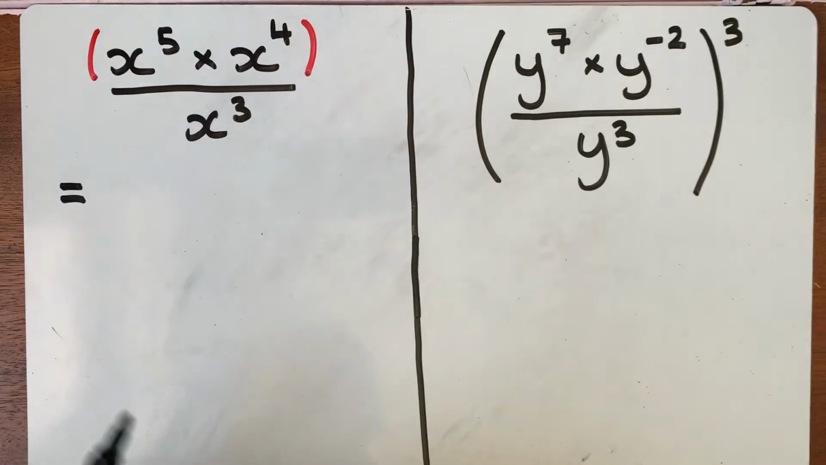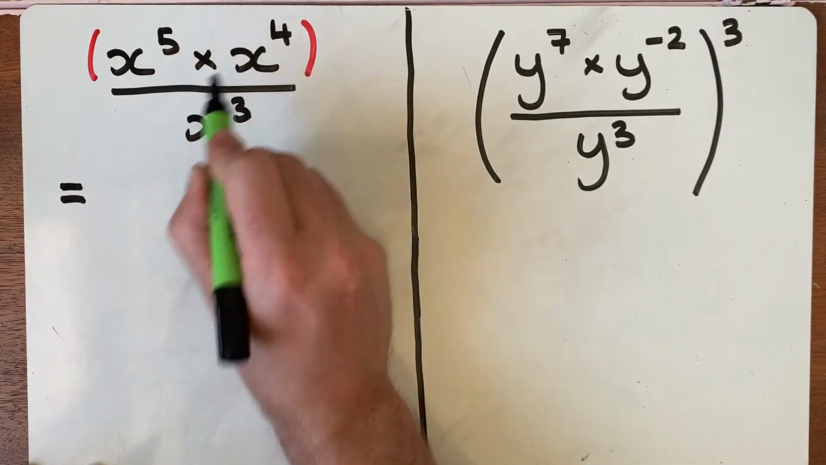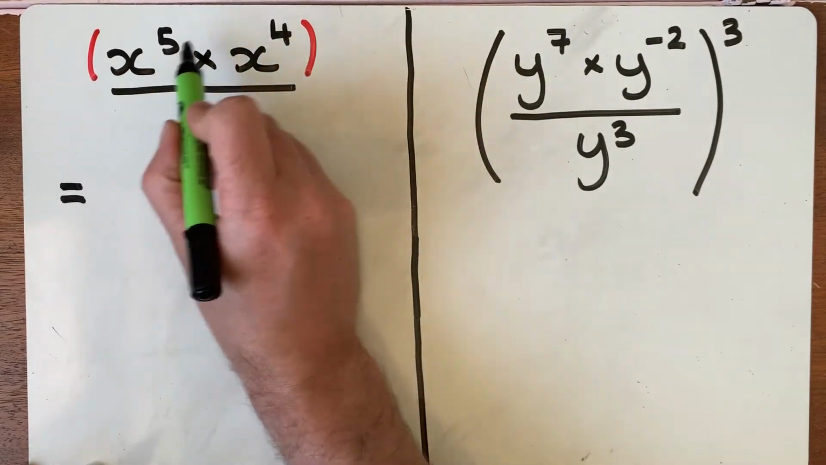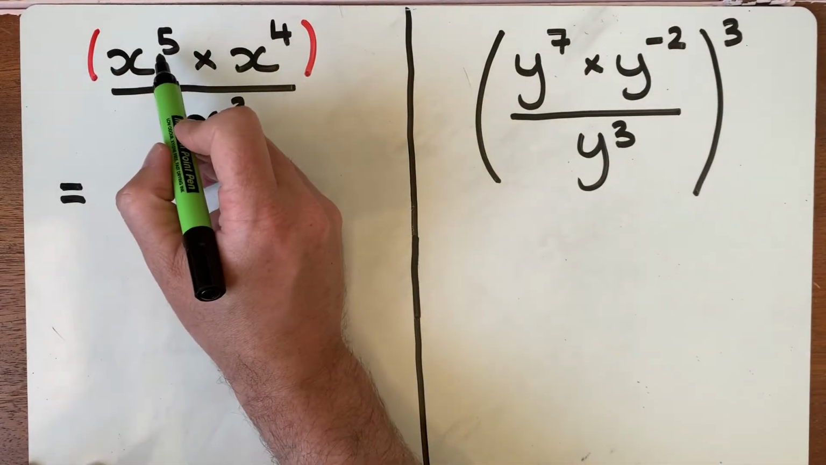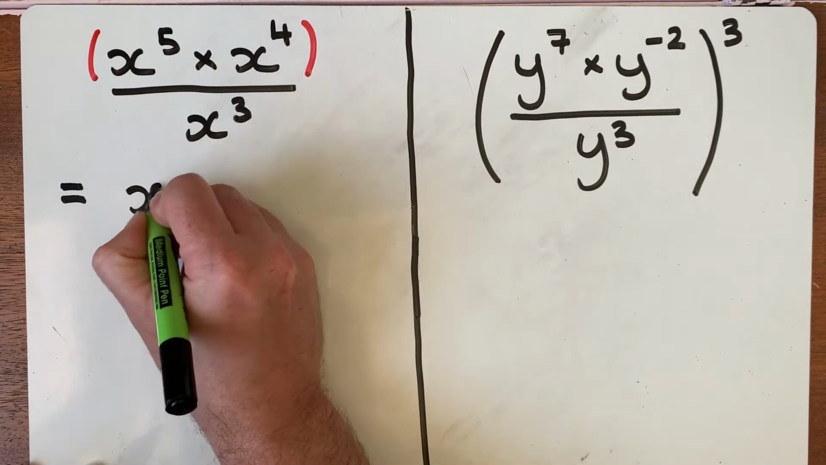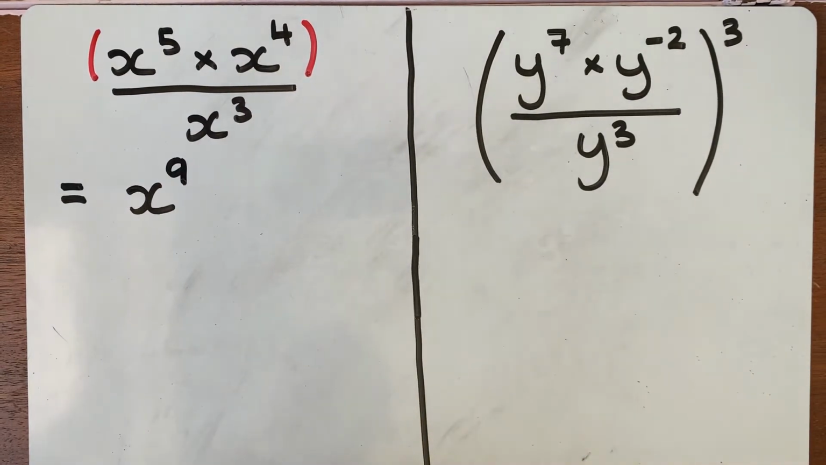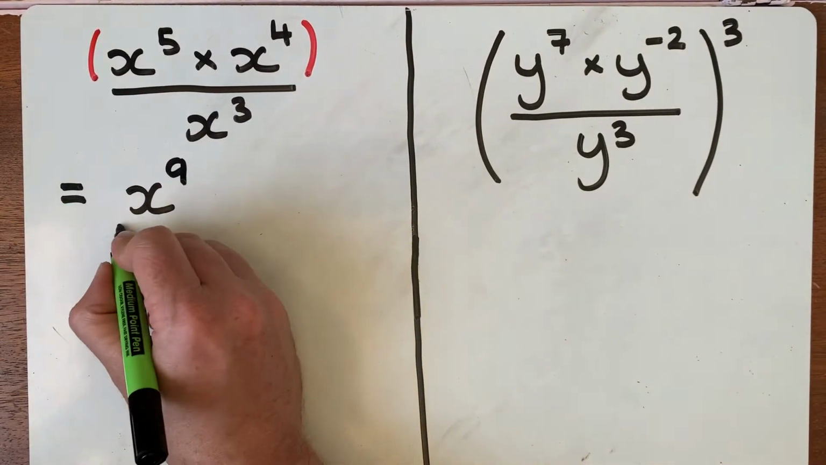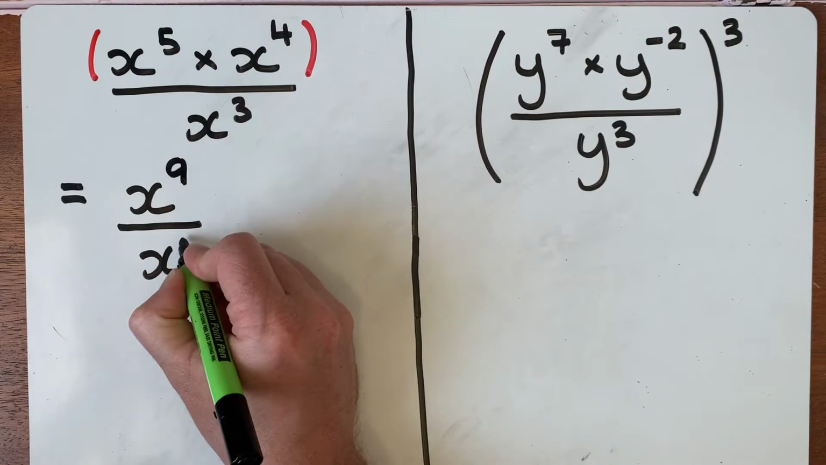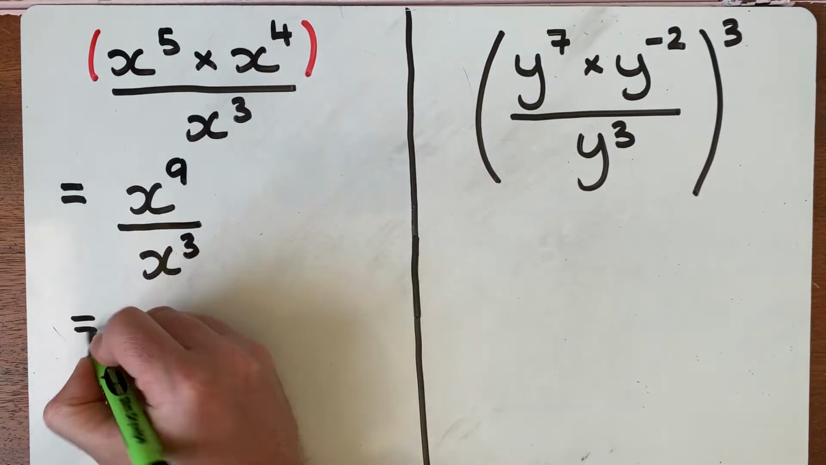So if this was our question, this is from lesson 1, if I want to just multiply these two things together, then I add the indices. So I've got x to the power of 5 multiplied by x to the power of 4 gives me x to the power of 9, adding those indices together. What I've not dealt with yet, and so I need to keep it in the question, is I've not divided by x cubed. When we are dividing, this is rule number 2, we subtract the indices.